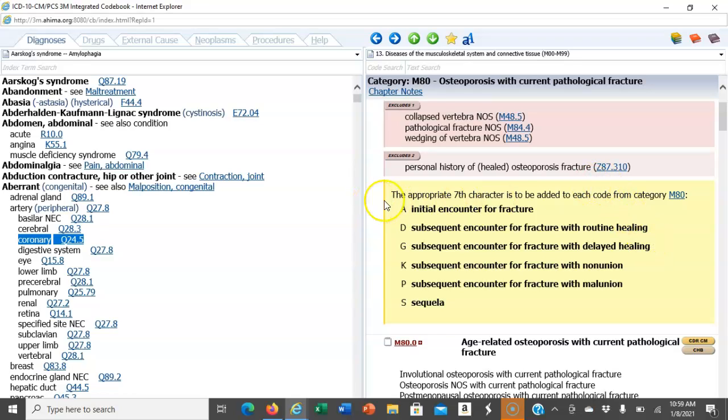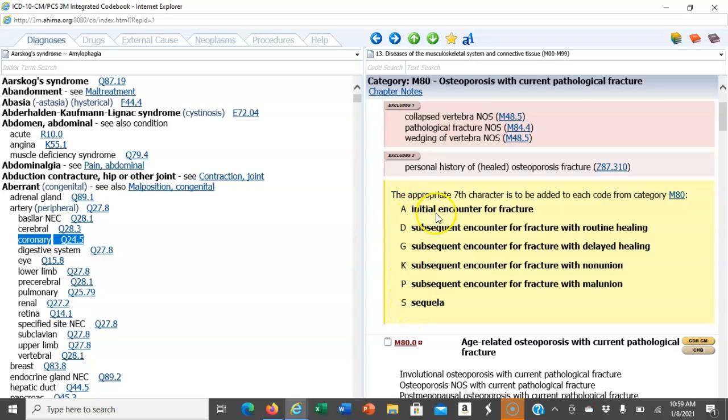In this category, we have a 7th character, and the 7th character has to be added to each code that is in this category M80. So every code in this category is 7 characters. The 7th character is going to be one of these letters.